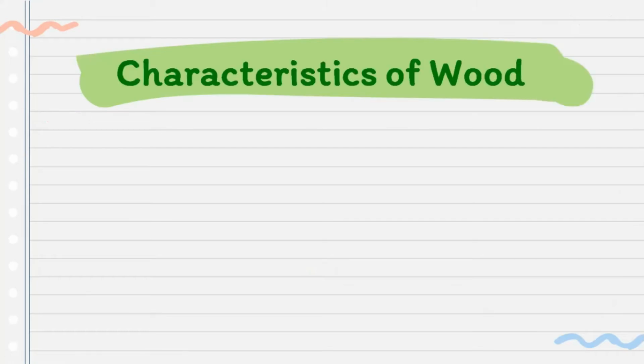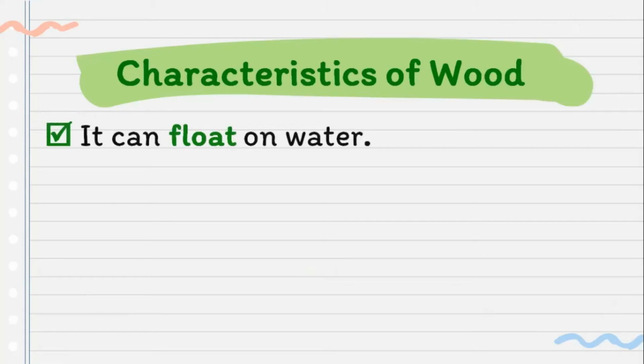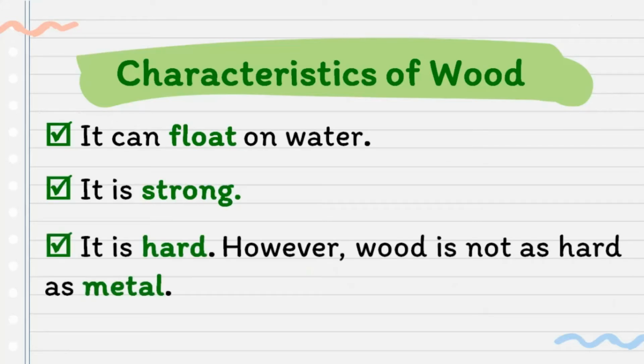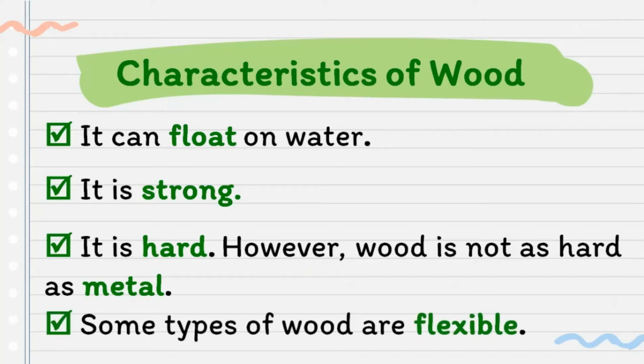So let's review the characteristics of wood. It can float on water. It is strong. It is hard. However, wood is not as hard as metal. And some types of wood are flexible.